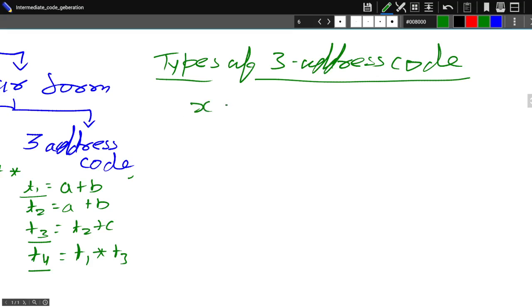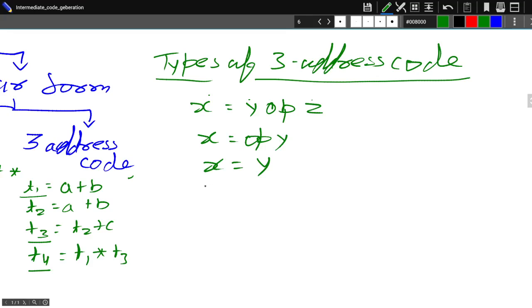As we have seen, x is equal to y op z, any operation. So there are 3 variables only, right? So it is 3 address code. Okay, we write it like this only. So another can be, if less than 3 it is okay, no problem. Suppose x is equal to op y or x is equal to y. So these all are okay.